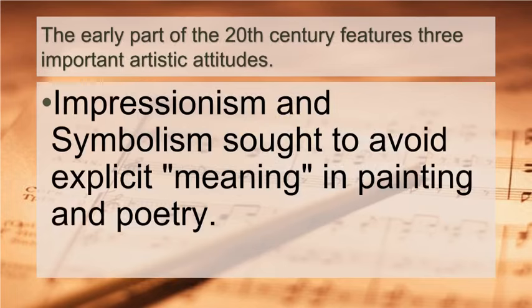Impressionism and symbolism sought to avoid explicit meaning in painting and poetry. Painters explored the idea that the way external objects really look depends upon conditions of light and weather, plus the state of mind of the observer. Poets sought to write poems rich in ambiguous imagery. Composers, most notably Claude Debussy, sought to translate these ideals into musical expression.